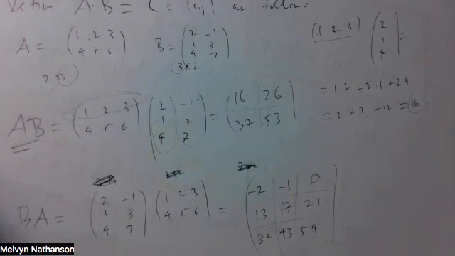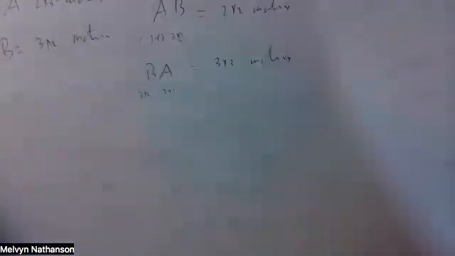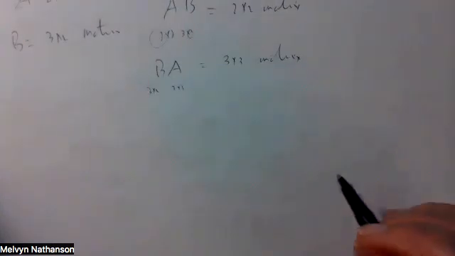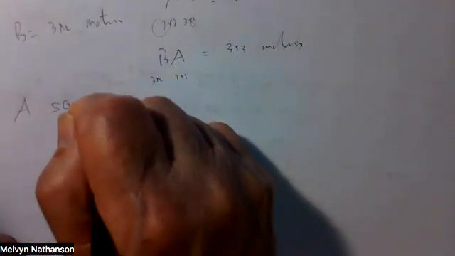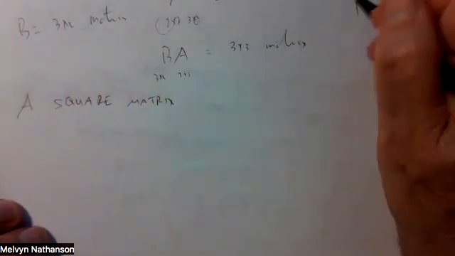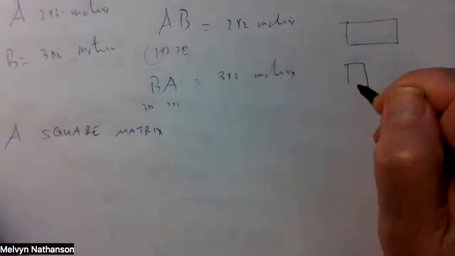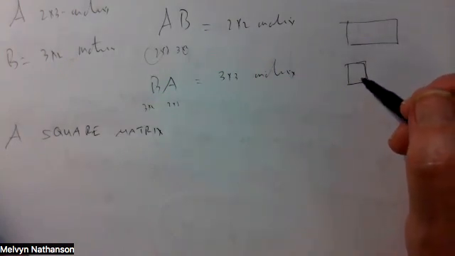Now, there's one case when A, B, and BA are defined, and you get matrices of the same shape, and that's when you have what is called a square matrix. A square matrix, a rectangle you think of as looking like this. Square looks like that. A square is a rectangle. A square is just a rectangle where the height and the width are the same.